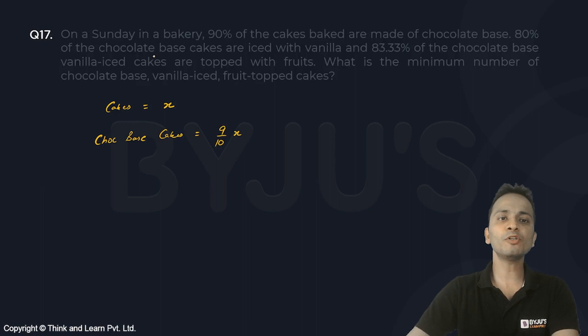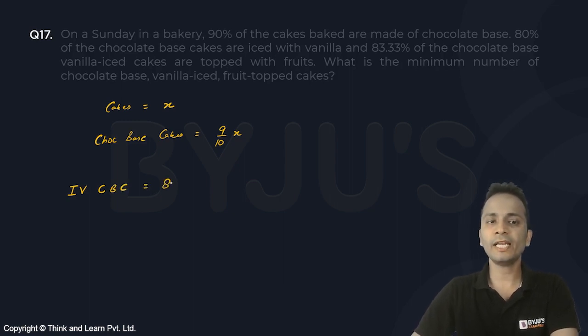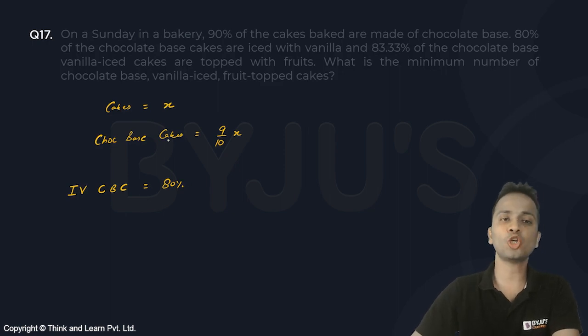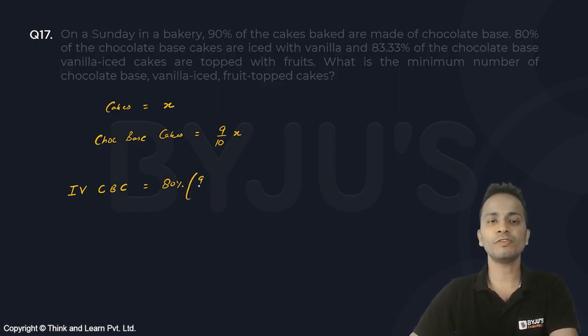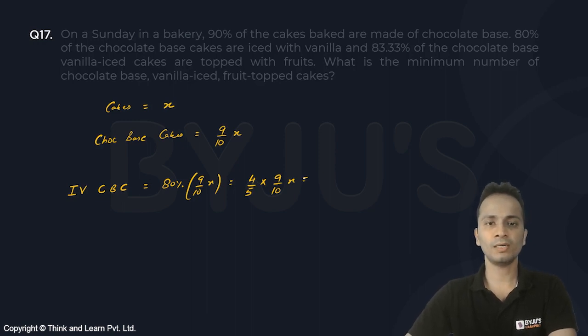Next, they are saying that 80% of these chocolate base cakes are iced with vanilla. So vanilla iced chocolate base cakes is 80% of the total chocolate base cakes. So 80% of 9 by 10 X. Now 80% can be written as 4 by 5 of 9 by 10 X. And that will become 9 into 2, 18 upon 25 times X.